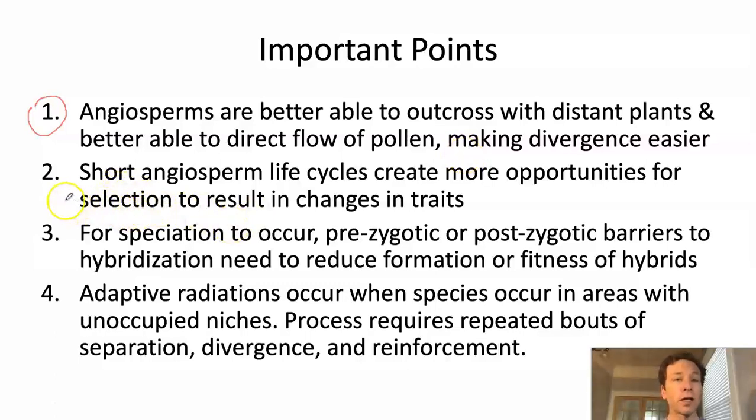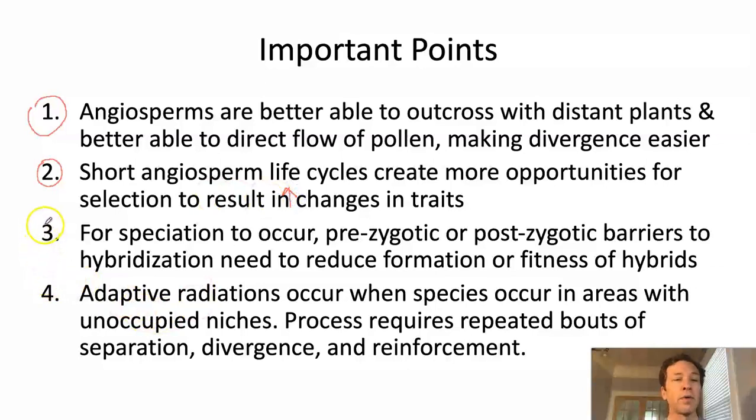Second, we talked about that angiosperms have shorter life cycles. This includes both a shift to being annuals or shorter-lived plants in some cases, but it also refers to the fact that the gametophyte stages happen much more quickly in angiosperms. This creates shorter generation times and more opportunity then for similar amounts of selection to result in greater changes in traits. I'm just going to put an arrow to indicate more changes.